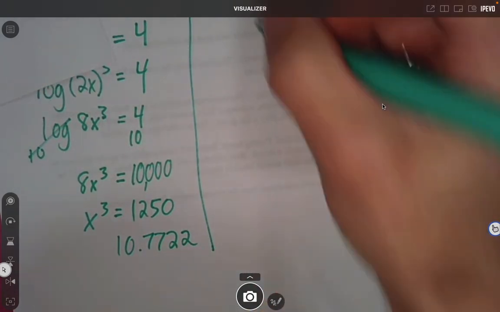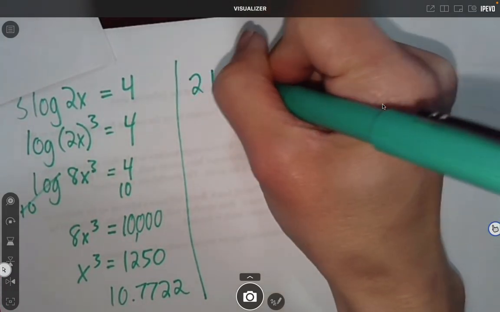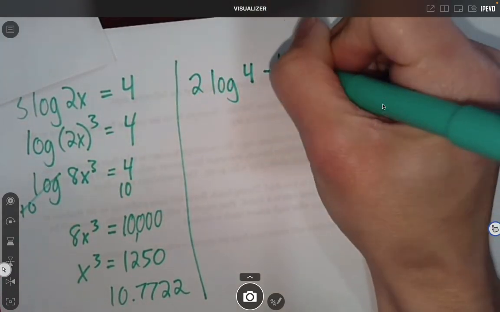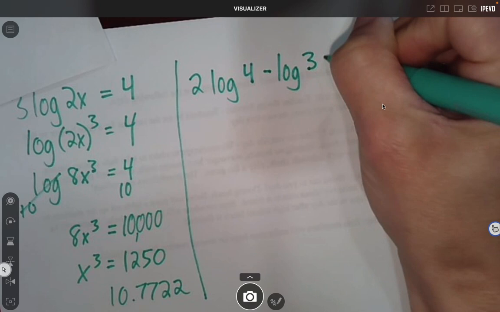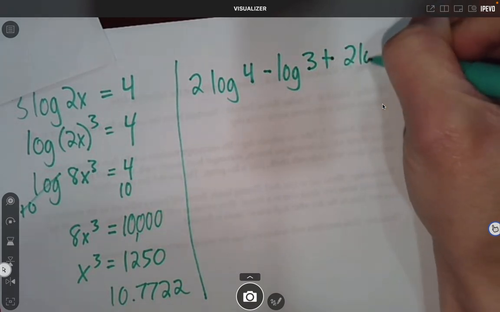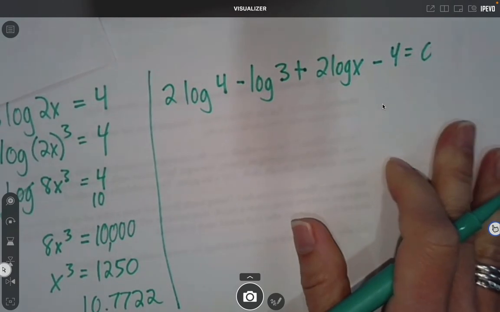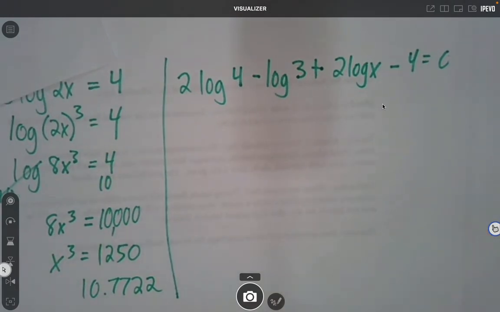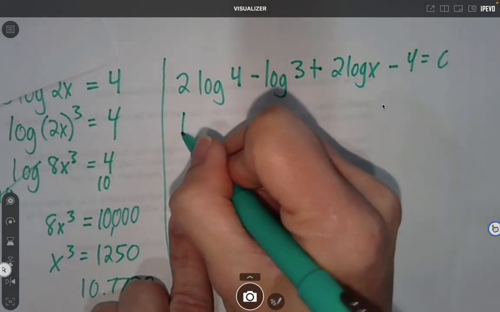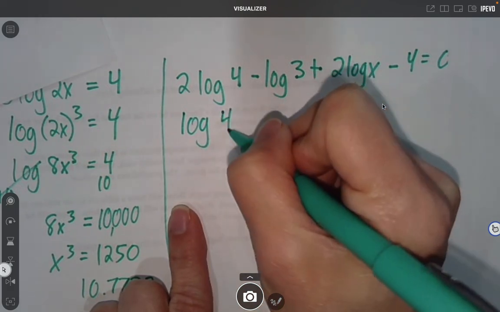Okay? So 28 is 2 log 4 minus log 3 plus 2 log x minus 4. Y'all, we've done this one like 3 times. Okay, 27 is not on there. 28 is. So just go through and put anything with exponents first. Log 4 squared.